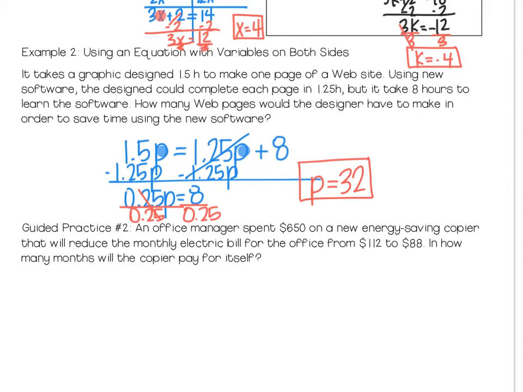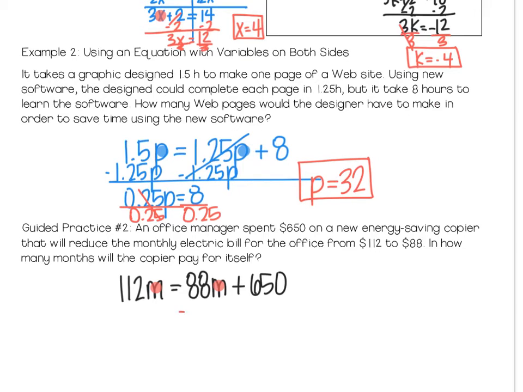Guided practice number 2, an office manager spent $650 on a new energy-saving copier that will reduce the monthly electric bill for the office from $112 to $88. In how many months will the copier pay for itself? So we've got monthly electric bill, so it's going to be $112 per month. And we're trying to figure out when that's going to equal $88 per month with the $650 cost of the copier added on. So again, we have a variable here and here, so I need to get them together.